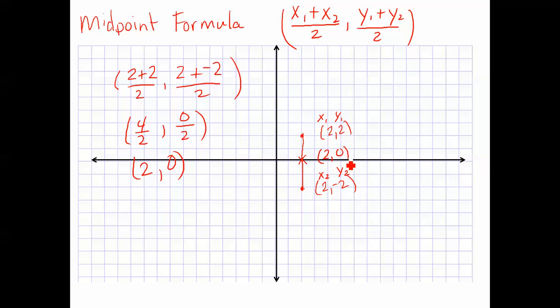And that makes sense. We can see that it has to be in the middle because there are 2 units above and 2 units below the x-axis. So now let's look at it in a table where we have our x's and our y's. We have an endpoint, a midpoint, and an endpoint. Okay, so I'm going to fill in my table. One of my endpoints is (2, 2). The other one is (2, negative 2).